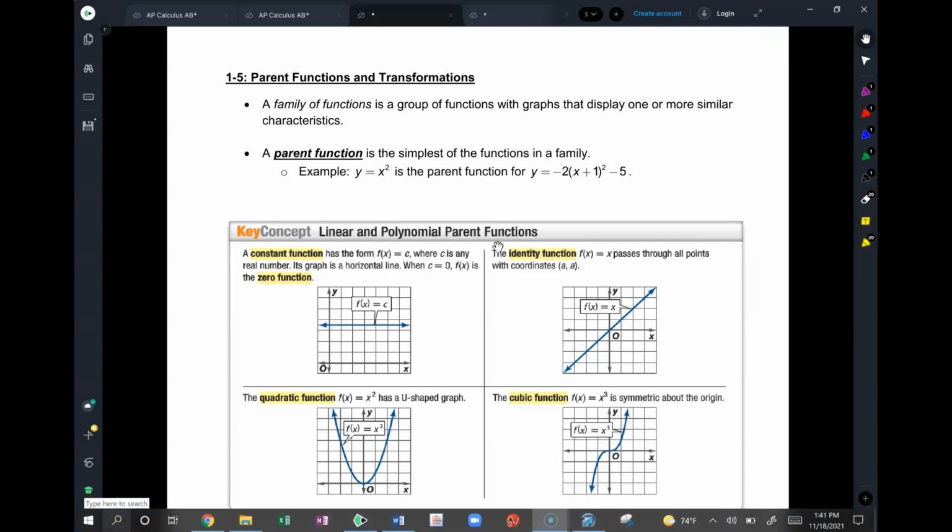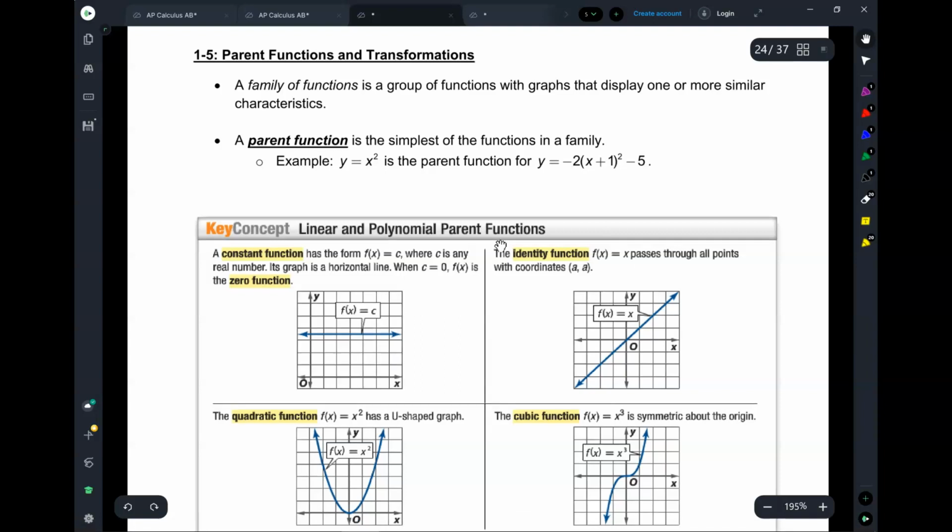1.5, and so it talks about families of functions. A family of functions is basically a group of functions that are similar. So for example, all of the quadratic functions are a family of functions, right? All of the absolute value functions are a family of functions.